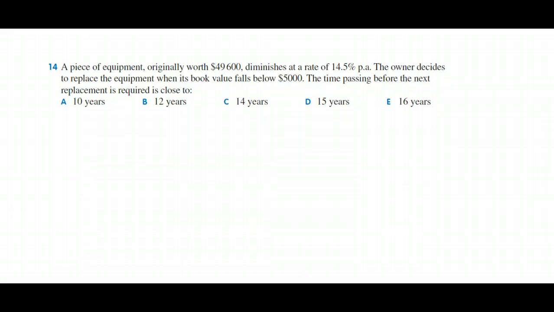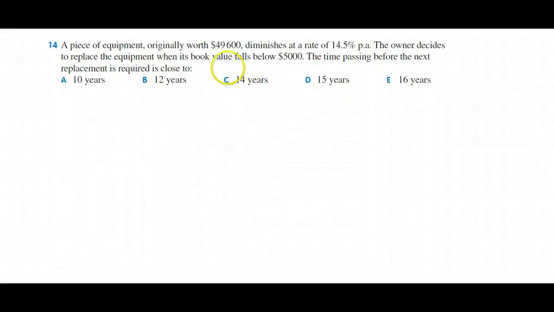Okay, question 14. We've got a piece of equipment worth this much. It diminishes at a rate of this much, or this percent. The owner decides to replace the equipment when its book value falls below $5,000. The time passing before the next replacement is required is close to. Okay, now it doesn't tell us in this case if it's reducing balance or flat rate. I'm going to guess that it's reducing balance, because we've done a lot of flat rate problems and the last one was reducing balance. This one probably is too. It really should say though. Alright, let's assume it's reducing balance.